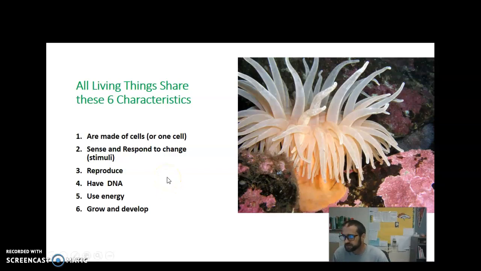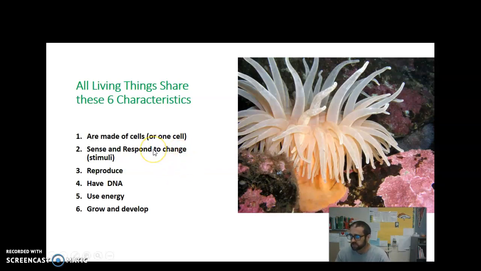So here are the 6 characteristics that all living things have in common. Again, this goes from things like bacteria that live in the atmosphere or the bottom of the ocean, to elephants, to people, to fish in the ocean. You have a sea anemone right there.